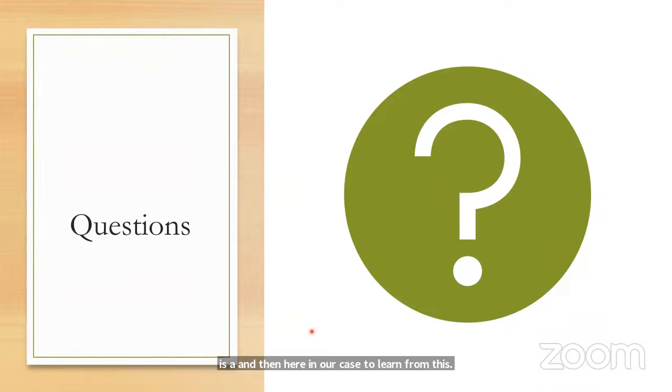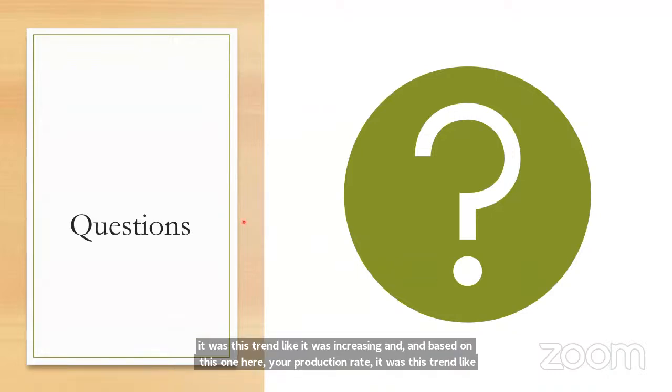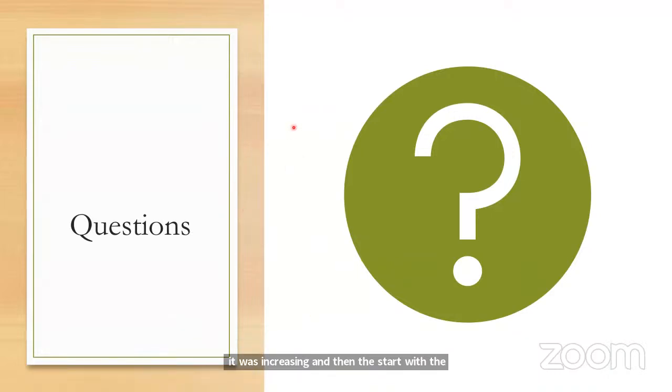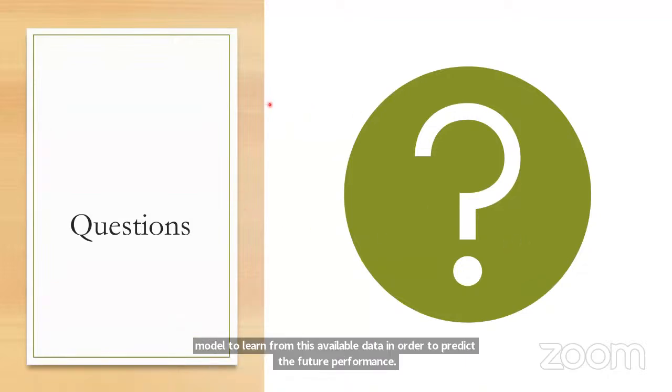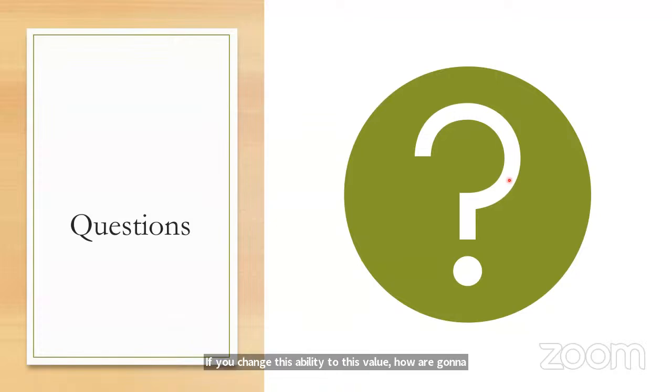So, for example, you have your model, the porosity is 0.15, and your grid permeability is this value, and so on. And based on this, your production rate had this trend: it was increasing and then started to decline after some time. So you ask your model to learn from this available data in order to predict the future performance. If you change the porosity to this value, what is the trend going to look like? So it is still, let's say, a regression problem.